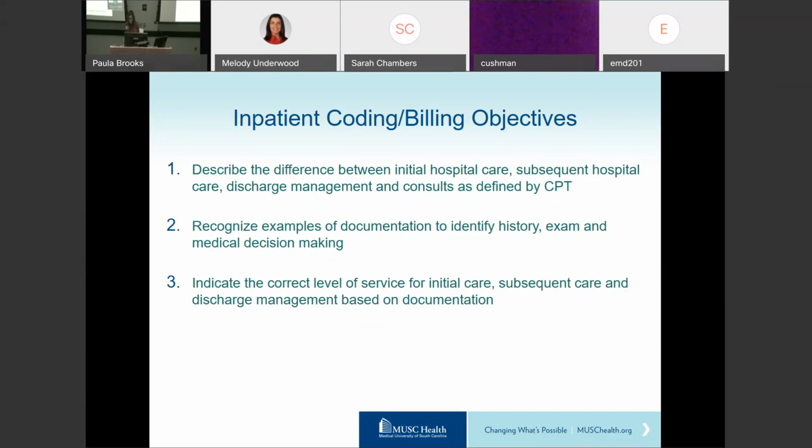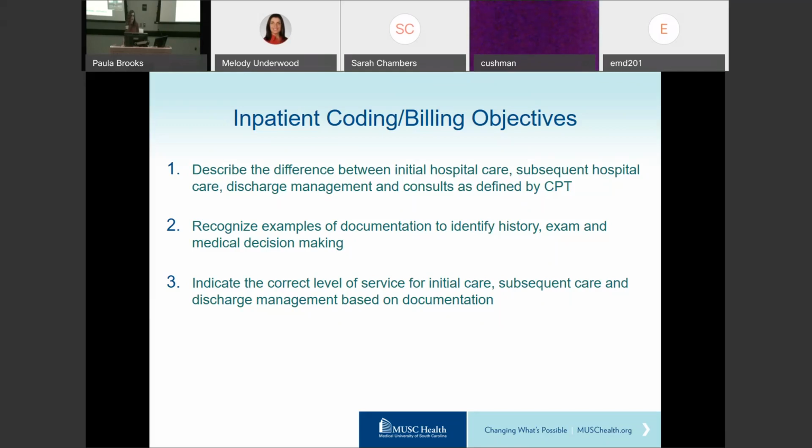Some of our objectives for today are inpatient coding, and I'm going to describe the difference between an initial hospital care, subsequent hospital care, discharge management, and consults as defined by CPT. We're going to go over some examples of documentation to identify the history, the exam, and the medical decision making. And then we're going to come up with the correct level of service for the initial care, for some subsequent care visits, and discharge management, all based on the documentation that we're going to review.